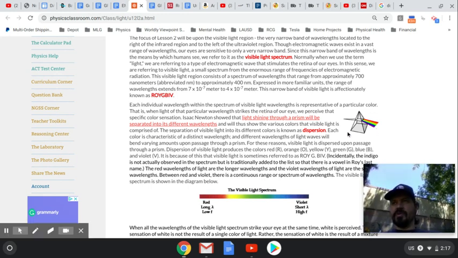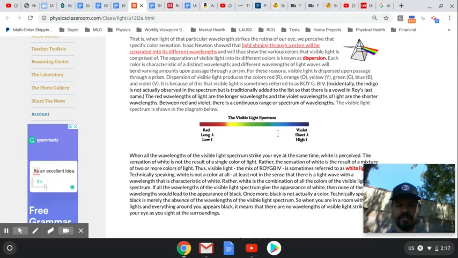You may not have a prism at home, but if you have windows where they have some kind of beveled edge, where the edge is kind of angled a little bit, it'll bend the light, and you'll get rainbows when the sun shines through.